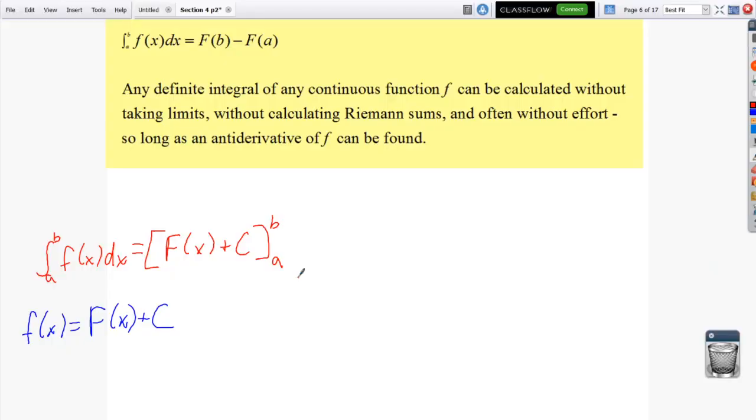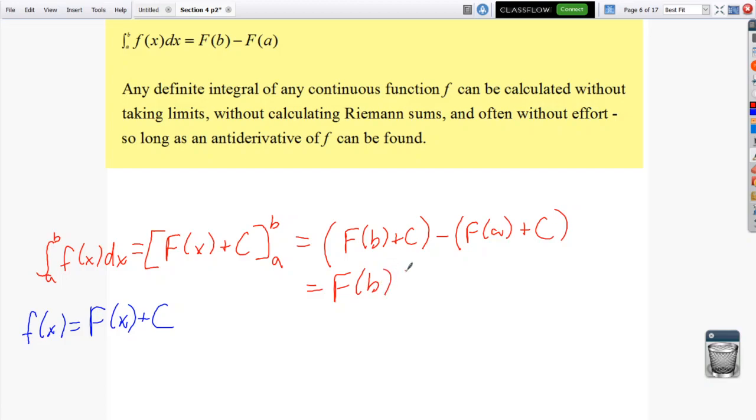So now what I want to look at here, again, the Fundamental Theorem of Calculus Part 2 says in order to evaluate this, I need to do the antiderivative at the upper, F of b plus c, minus the antiderivative at the lower. So notice what we have now is capital F of b plus c minus capital F of a plus c. Now if I distribute the minus in the second group of parentheses, I'm going to get capital F of b plus c minus capital F of a minus c.